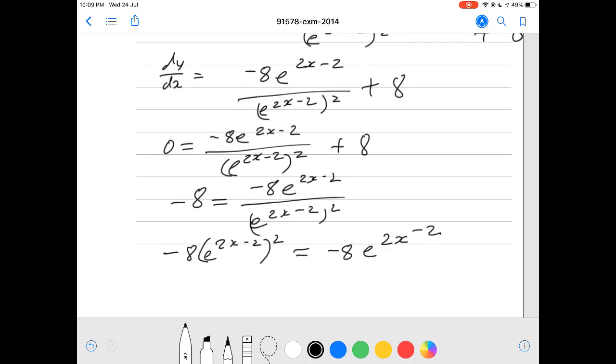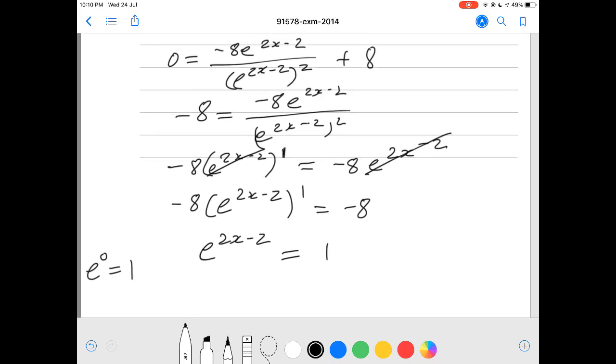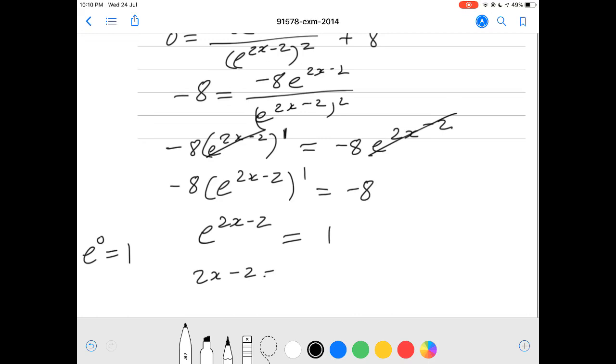Notice that there's e to the power of 2x minus 2 on both sides. So this can cancel with this, and the power can go down by 1. So that simply becomes negative 8 times e to the power of 2x minus 2 to the power of 1 equals negative 8. So therefore, e to the power of 2x minus 2 is equal to 1. Okay? So anything to the power of 0 is 1. For example, e to the power of 0 is 1. So therefore, we know that 2x minus 2 equals 0.